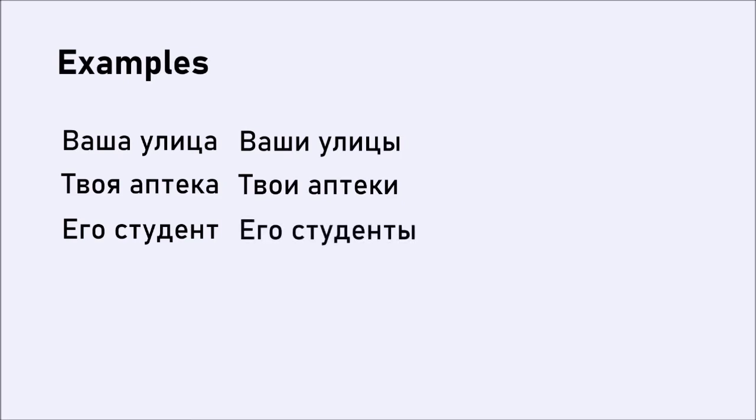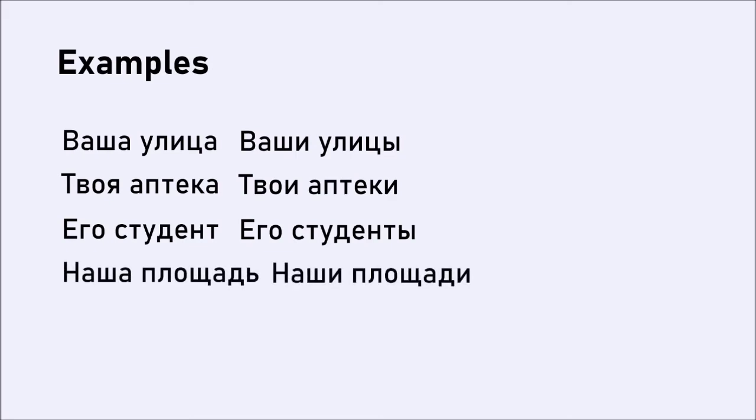Его студент, his student. How would you say his students? Yes, его студенты. Его студенты. Remember that the possessive pronoun does not change. We just pluralize student. It ends in a consonant. It's a regular plural. We just add on студенты. Наша площадь, our square, наши площади.